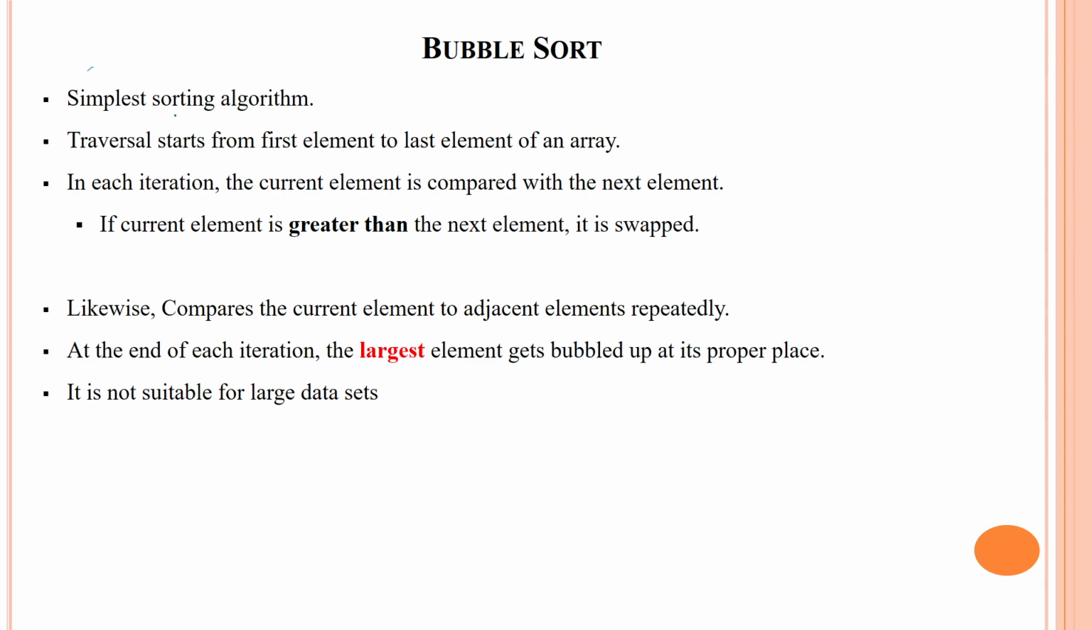This is the simplest sorting algorithm when compared with other sorting approaches, which is traversing the elements from first index to last index in the given array. In each iteration, the current element is compared to the next element in the given array. When we compare the current element with the next element, if the current element is greater than the next element, then we will apply the swapping process.